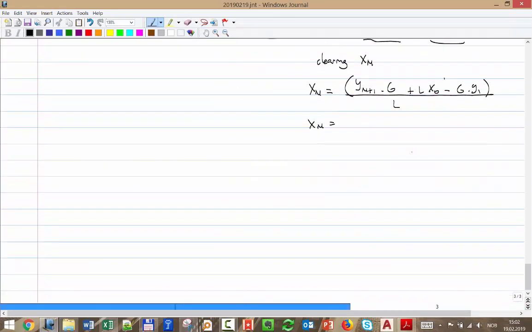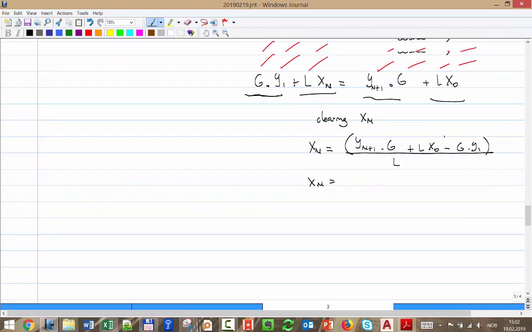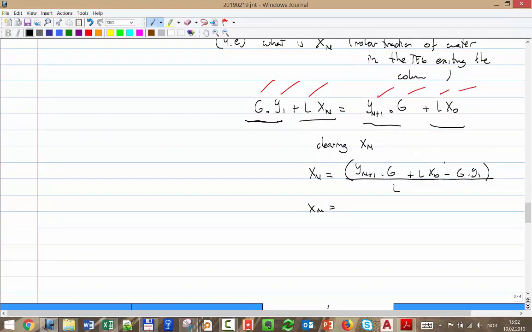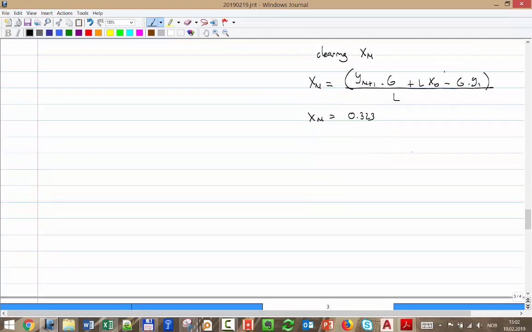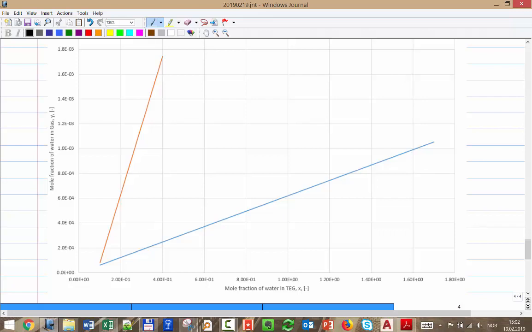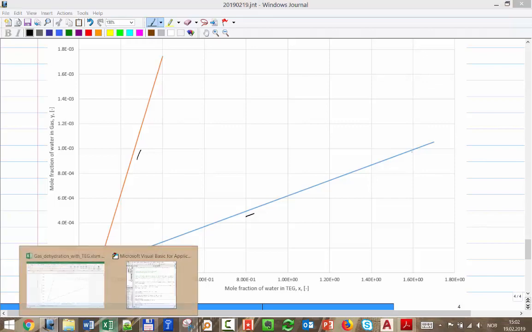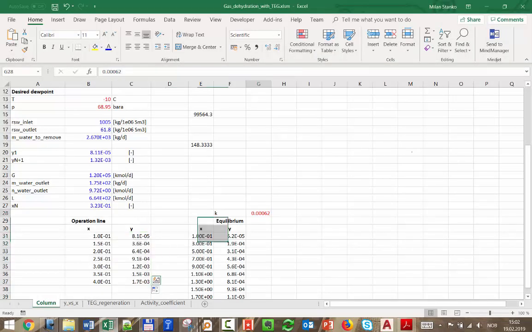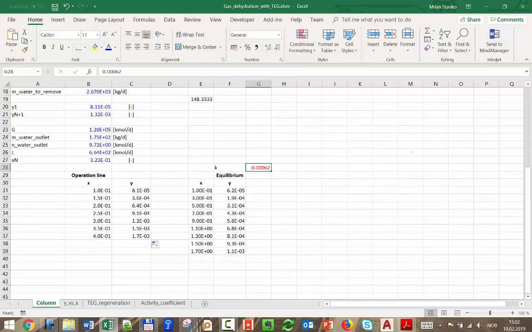We have the two equations. So that was, let me just write here, 0.323. And that's what we find. That's the operation line and that's the equilibrium line. And the equilibrium line I just have made with K. And you have to give some values of X in the range that you want. I should have put here all the way until 4. But then you simplify Y by multiplying X times K, and that gives you the two lines.